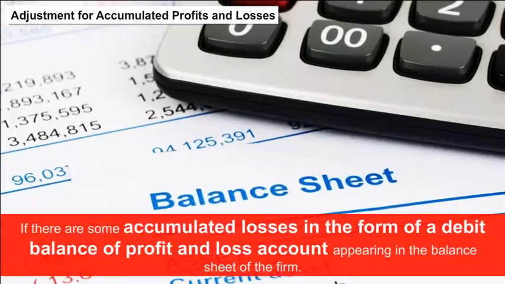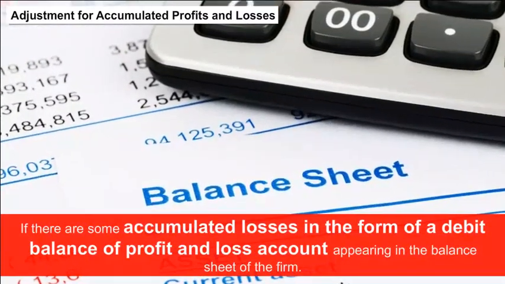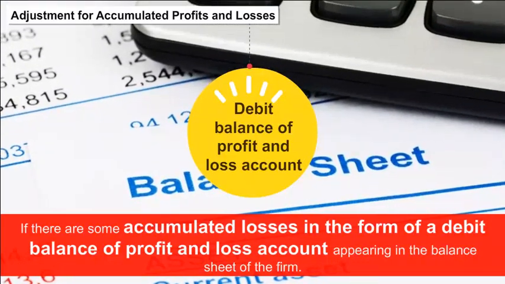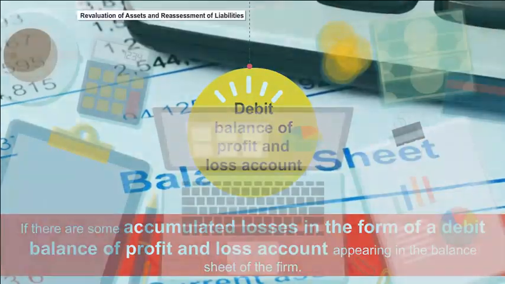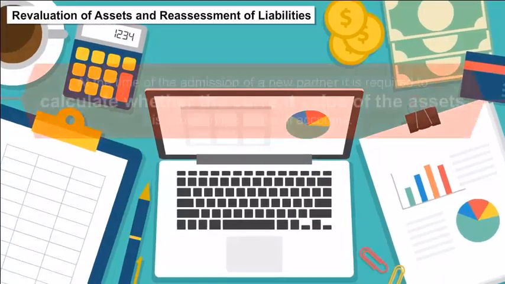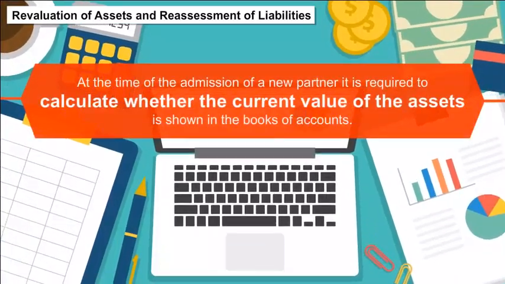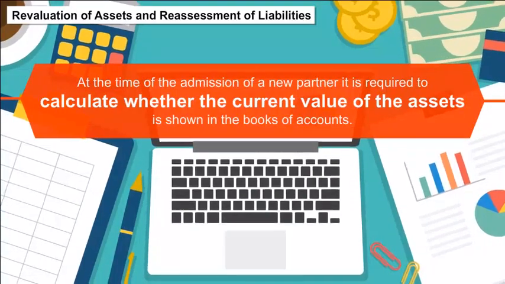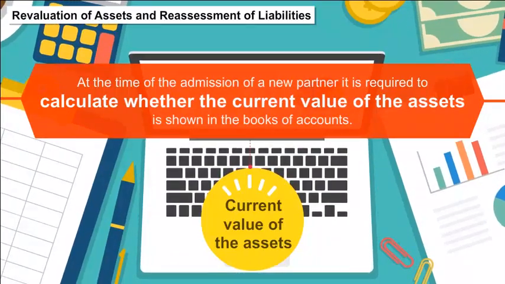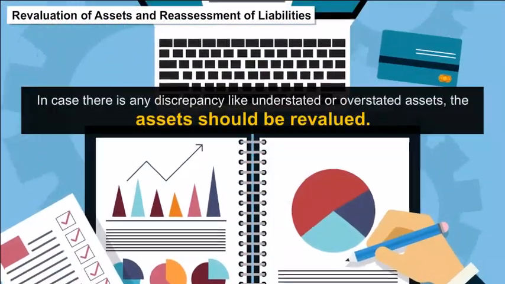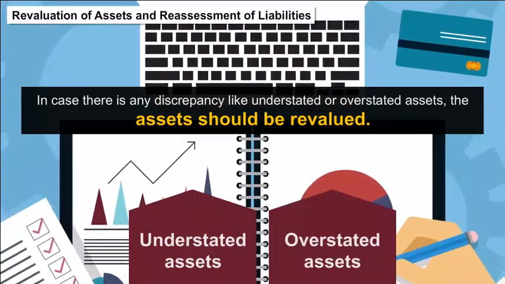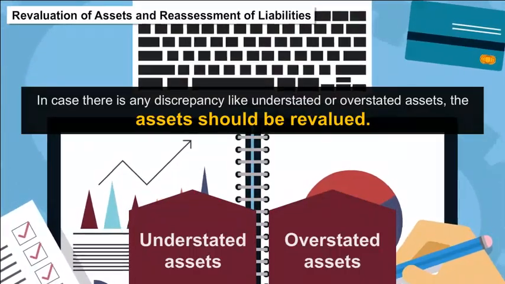And if there are some accumulated losses in the form of a debit balance of profit and loss account appearing in the balance sheet of the firm, revaluation of assets and reassessment of liabilities. At the time of the admission of a new partner, it is required to calculate whether the current value of the assets is shown in the books of accounts. In case there is any discrepancy like understated or overstated assets, the assets should be revalued.